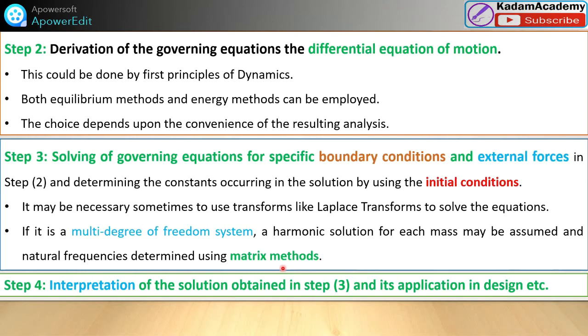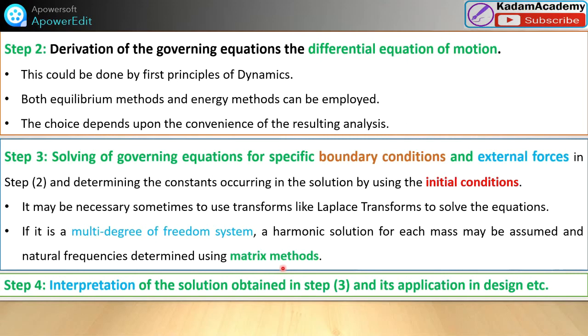After getting the solutions, these are the results obtained in step 3 and their application in design. As vibration is an applied science, the results are obtained after solving the mathematical model, the equation of motion. The solution of the governing equation gives the displacement, the amplitude, and after that we can calculate the velocity. Similarly, we can calculate the acceleration, time period, frequency, natural frequency, and different masses of the system can be found, and the analysis of the vibrating system can be done by using the above results.